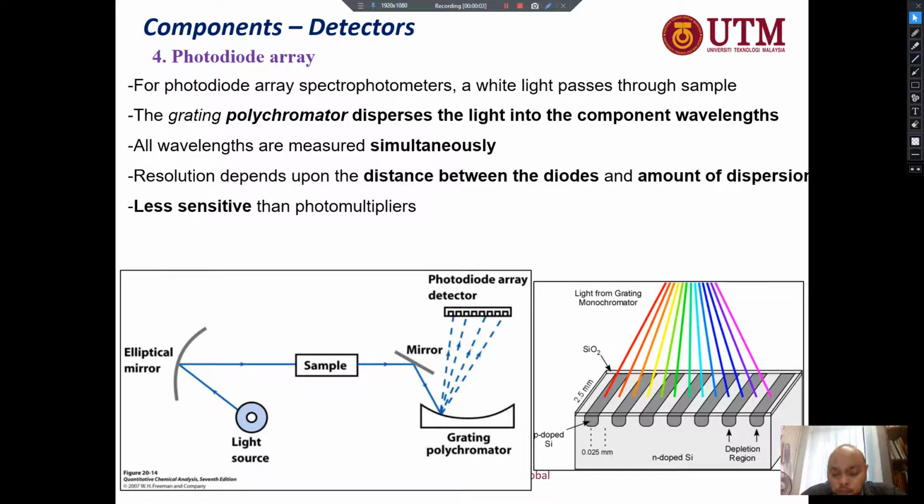The last detector is the photodiode array. If you compare the photodiode array to other detectors, I love the photodiode array. Why is that? Because you can analyze multiple wavelengths simultaneously. For example, here is the light source. We have the focusing mirror reaching the sample, so it will reach the grating polychromator. And then instead of having an exit slit to allow only a single wavelength, all the wavelengths will reach the detector.